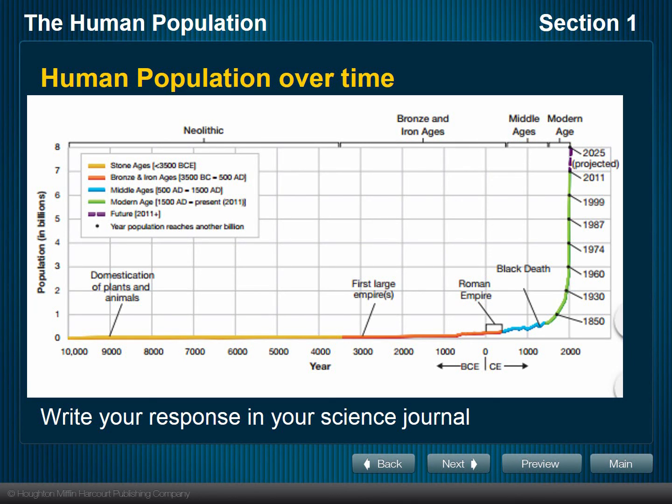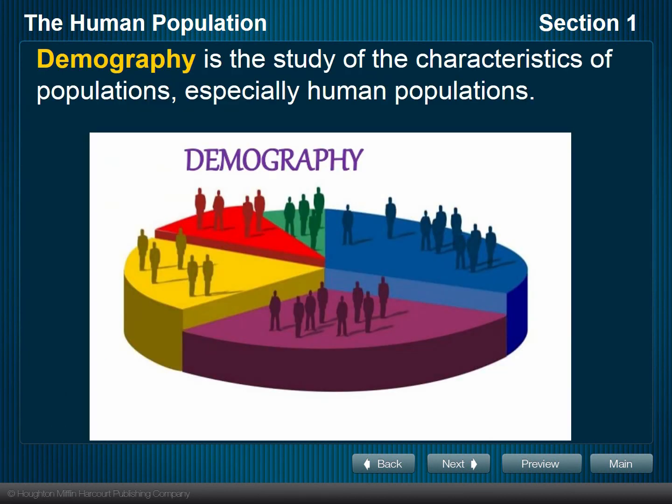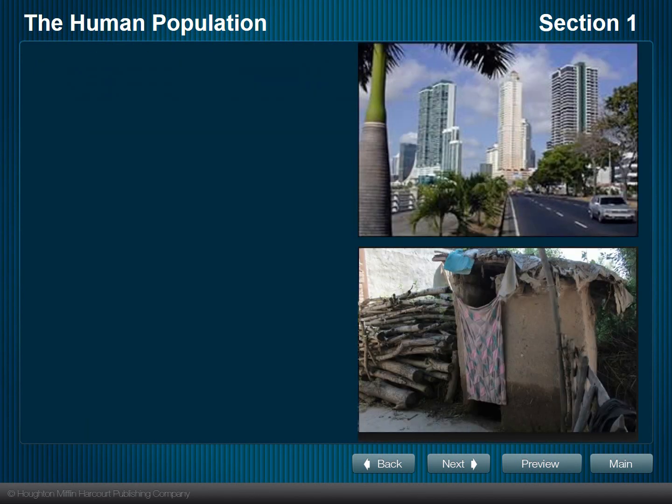In this lesson, you will learn the factors that affect human population growth and decline. Demography is the study of characteristics of populations, especially human populations. Demographers study the historical size and makeup of populations of countries to make comparisons and predictions. They also study properties that affect population growth, such as economics and social structure.